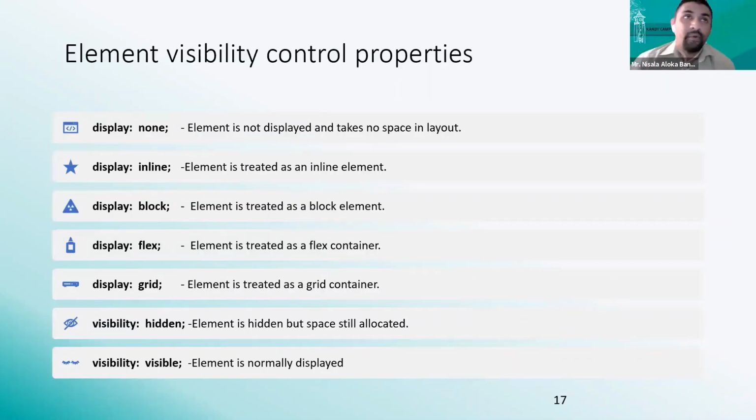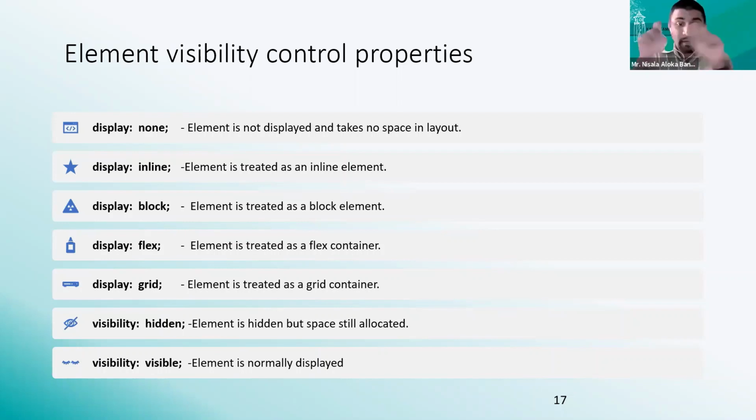And when it comes to items, there is a specific CSS property called display. You can use this display property to control where this element is displayed on the page. So you can say display none, the element will not be displayed. Display inline, and the element will be visible as a part of the page. Display block, so the element will take its space as a block in the page.